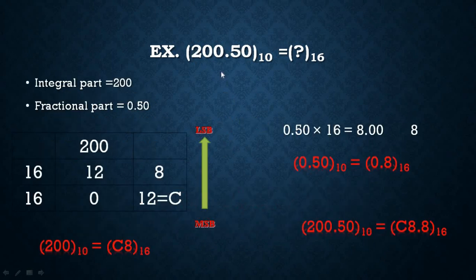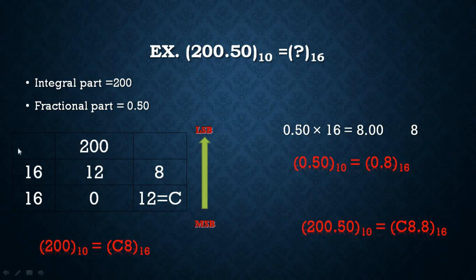Here we take an example with both integral and fractional parts. The example is 200.50 to the base 10, which we have to convert into the equivalent hexadecimal number. To solve this type of problem we have to separate the integral part and the fractional part. So we write the integral part is equal to 200 and the fractional part is equal to 0.50.